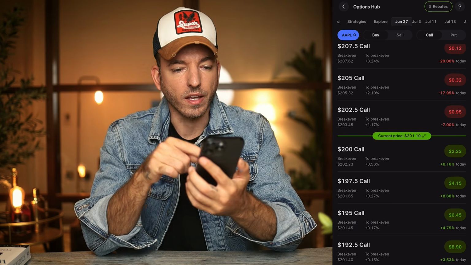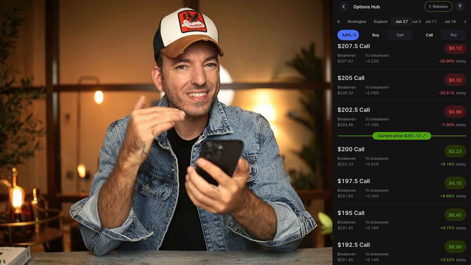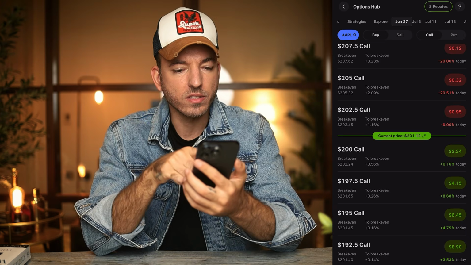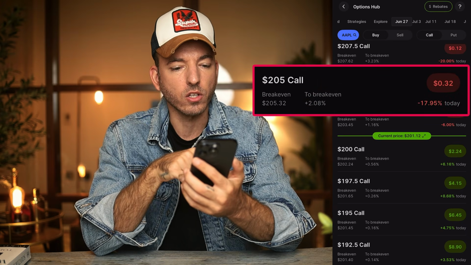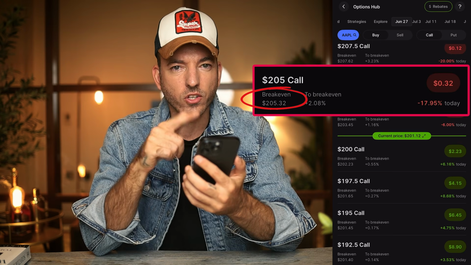Now, here's something very interesting. Not only does the stock have to reach the strike price if you're buying a call option, but it also has to exceed it. And by how much? Well, take a look at the break-even on the $205 call. Break-even price is $205.32.